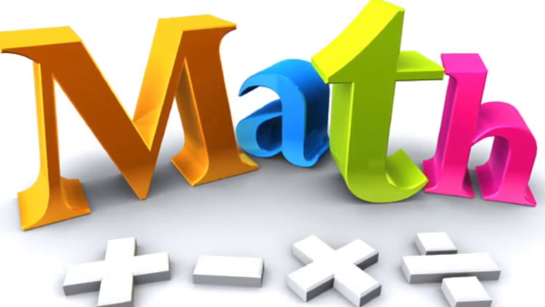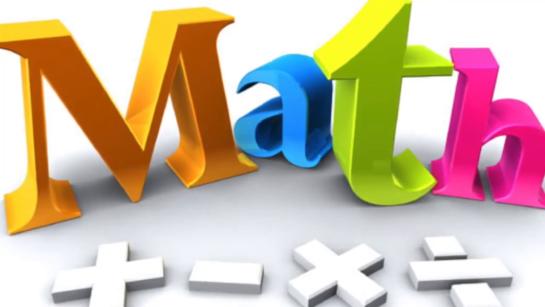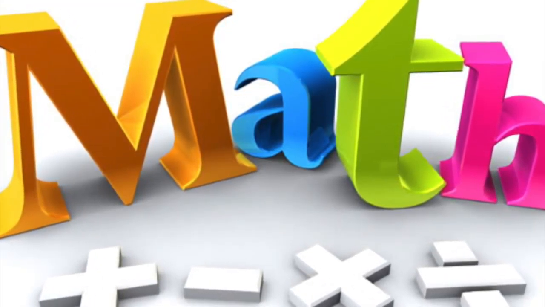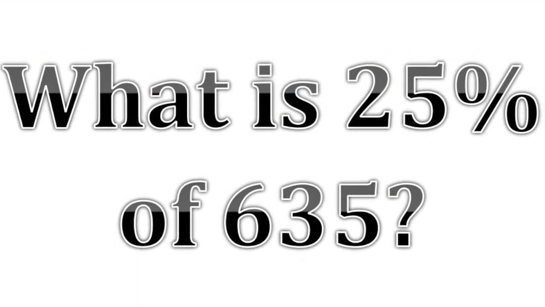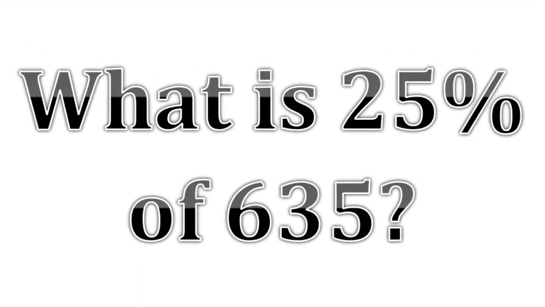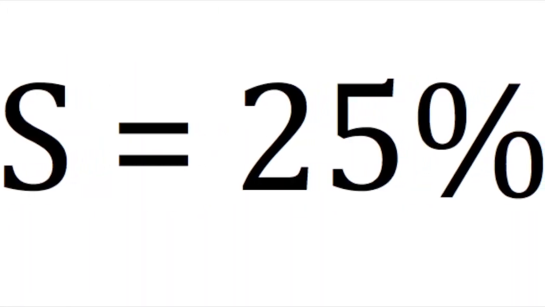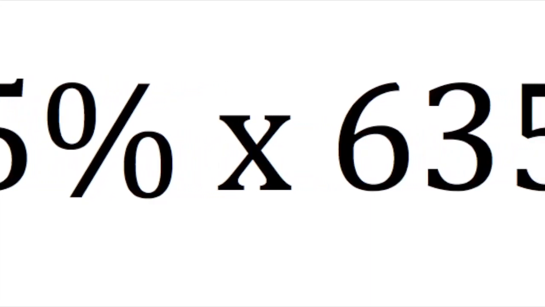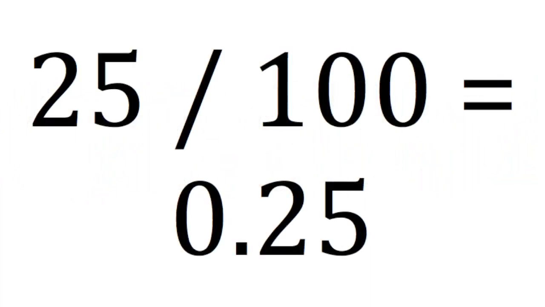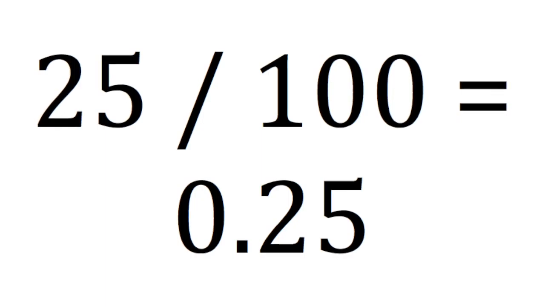Aside from these history lessons, let's get into looking at percentages mathematically and putting them into practice. Here is a basic percentage word problem. What is 25% of 635? This is what we know. S, being the solution, is equal to 25% times 635. Let's start by putting that into mathematical terms.